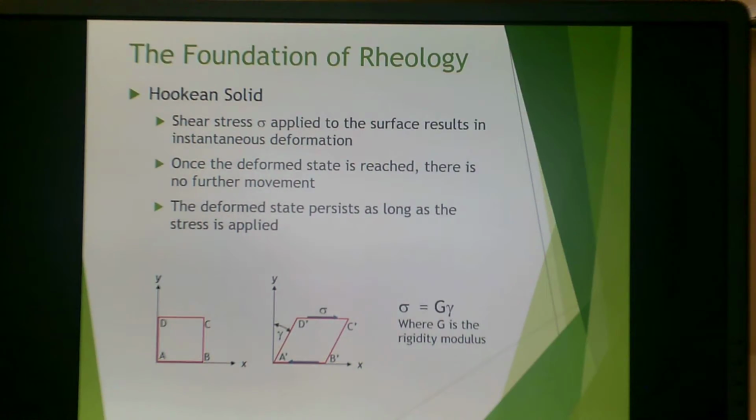We've seen this before when we talk about a Hookean solid. The shear stress sigma applied to the surface results in an instantaneous deformation. Once the deformed state is reached, there is no further movement, and the deformed state persists as long as the stress is applied. And the relationship for a Hookean solid is a proportional one. In other words, sigma equals G, where G is the rigidity modulus, times the strain.